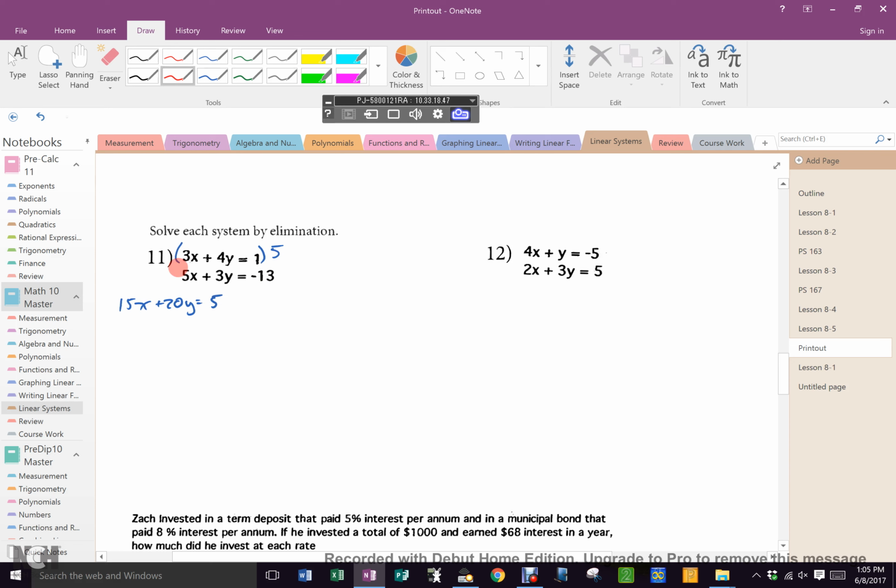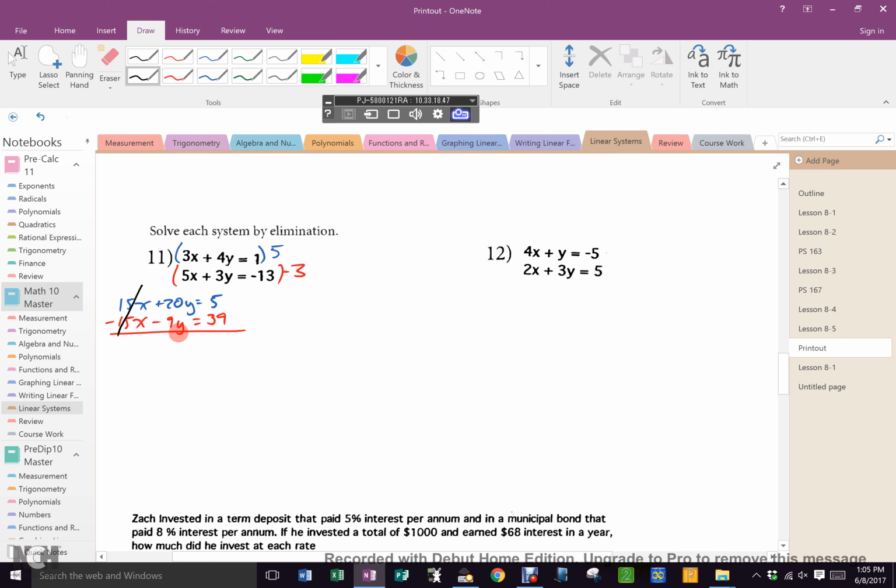What will make the second one 15? 3. Now, I should do negative here, shouldn't I? So I get opposite signs. That's the easiest way, I think, to do elimination. So this becomes negative 15x, negative 9y, and positive 39, yes? Now all I do is I add them together. That disappears. What's 20 plus negative 9?